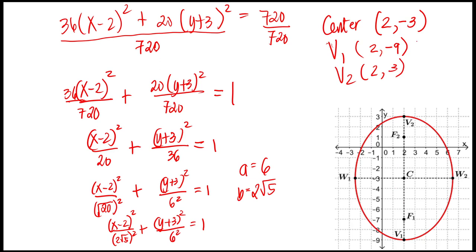How about yung covertex? Dito ko na isisingit. Covertex, W1, W2. Ang covertex is nasa gilid. B naman. Ang B natin is 2 square root of 5. 2 square root of 5 is approximately 4.5. Let me check. Oh, tama. To be mas accurate, 4.47. So, halos 4.5 sabihin na natin. So, mag-move tayo ng 4.5.